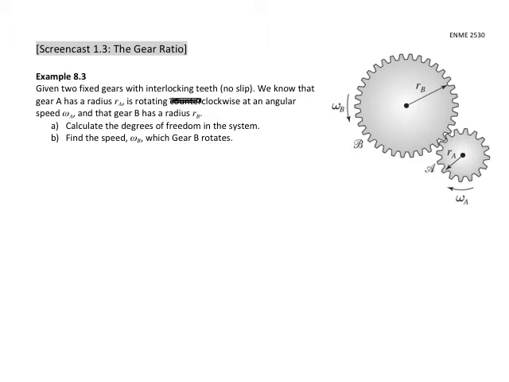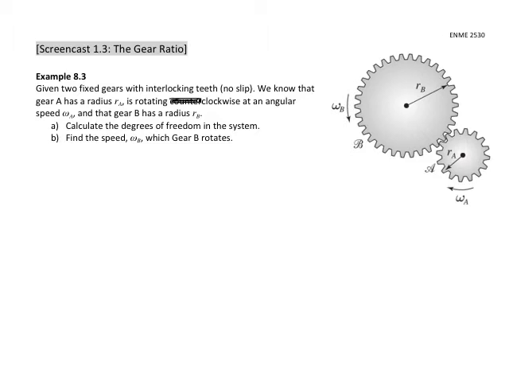We know the radius of each gear. We're given R sub A and we're given R sub B, which are scalars. And then we need to find two things. So first we'll calculate the degrees of freedom in this system with two rigid bodies, and then we'll find the speed, omega B, at which gear B rotates.